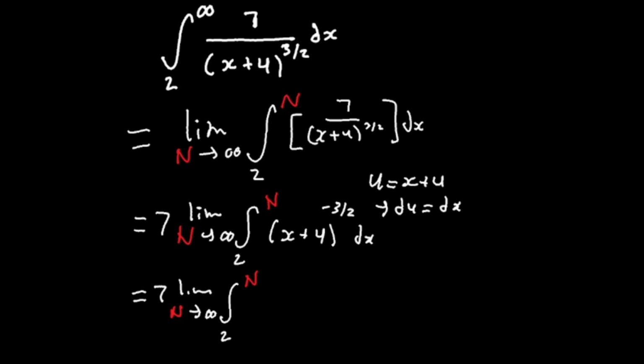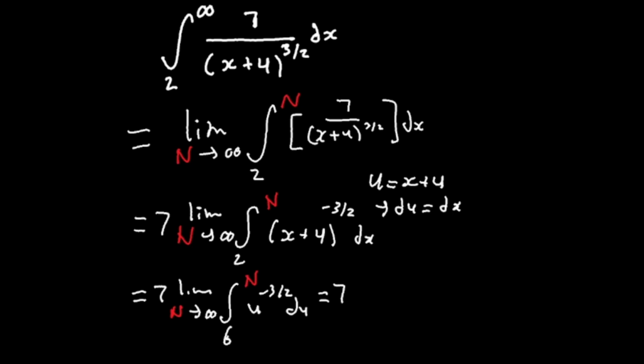And then we have u to the negative 3/2 du. Now, I just like to note, I forgot to change my bounds. So I gotta do that. So n plus 4, we don't have to change n because n is already going to infinity. So adding 4 really doesn't change anything. But we do need to change our lower bounds because from x to u, we add 4 to x. So we go from x equals 2 to x equals 6, or u equals 6. So now this is our integral, and we're in the u world.